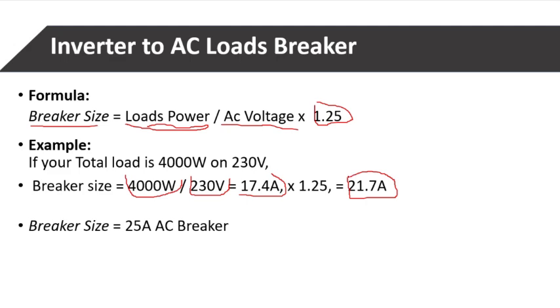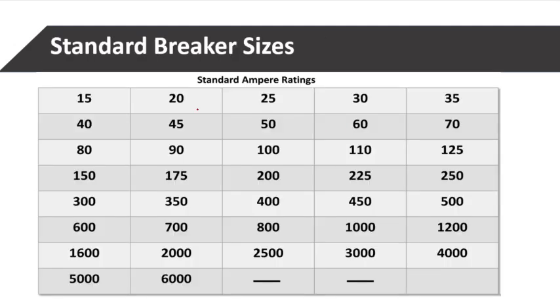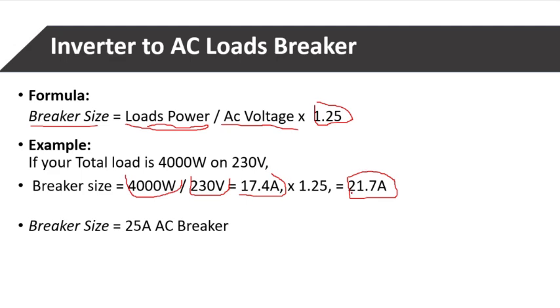Let's check if you can see this breaker size. No, there's no 21, so we need to choose the next size, which is 25 amps. Choose 25 amps. As you can see here, a 25 amps AC breaker, not a DC breaker, because we are dealing with output current from your inverter.